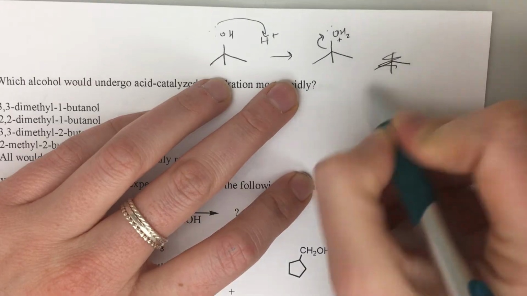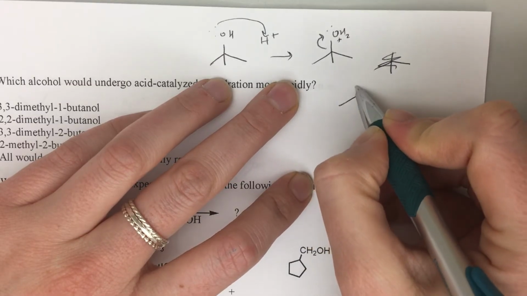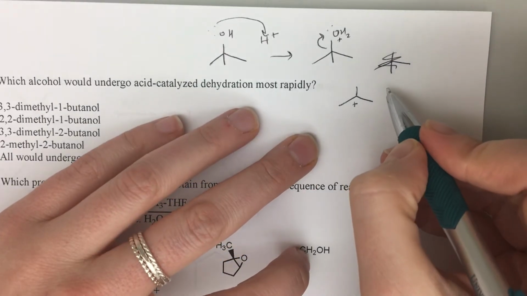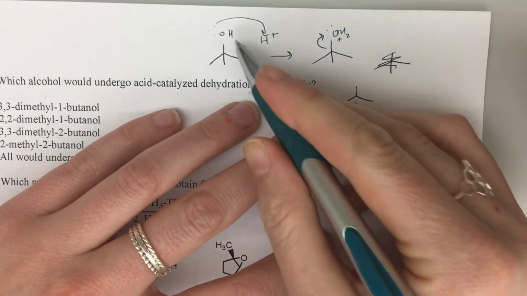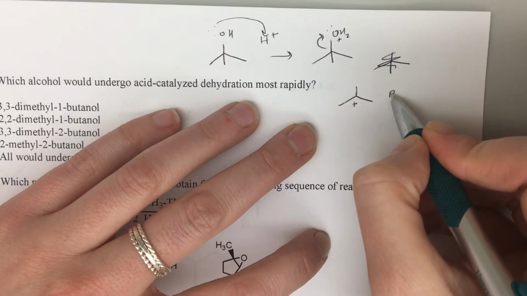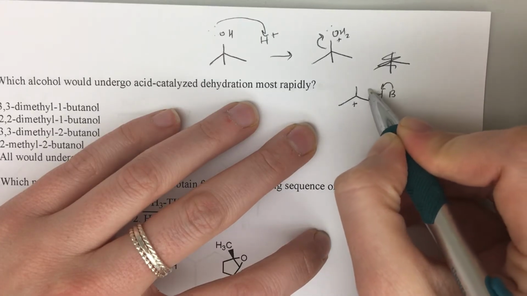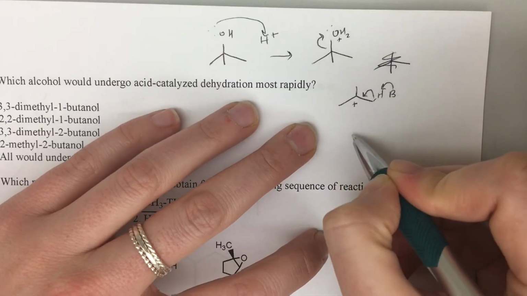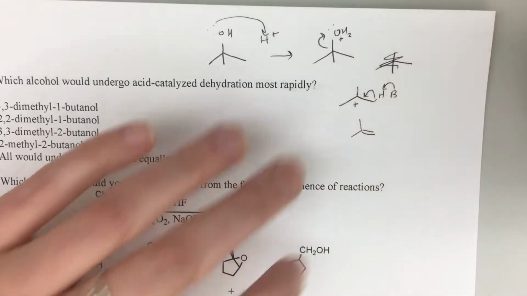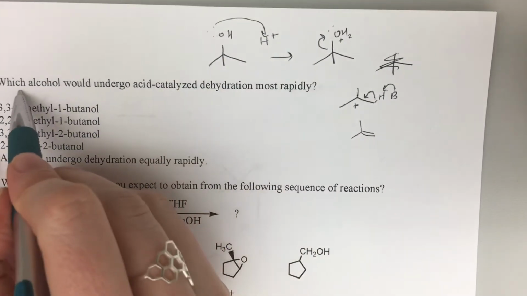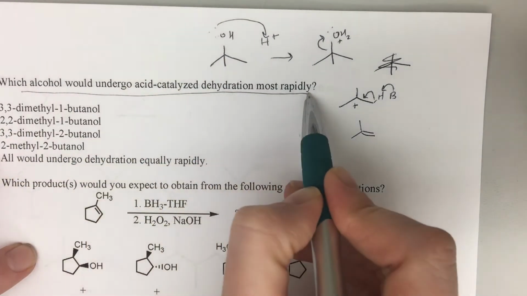So we would have something that looks like this. Then, if you have a base in situ or whatever you've got going on, maybe the acid that lost this, it can attack this proton, leaving these electrons behind to fill in this gap, and you get the formation of an alkene. So which alcohol would undergo acid-catalyzed dehydration most rapidly?